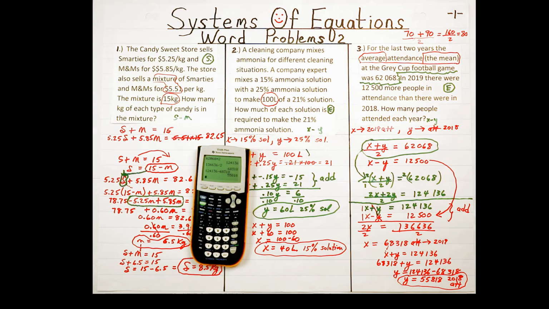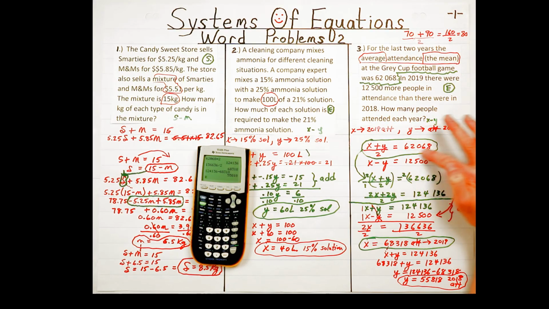Now, did I circle the other one? Did I? No, I didn't. So let's circle this one. Now, what does this mean? If we take 55,818 and add 68,318, and we get the sum, and then we divide that by 2, we're going to get the average, which we worked out. Well, we didn't work it out, but you can work it out, and this is what you're going to get.